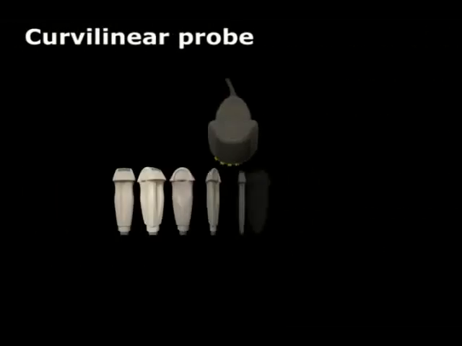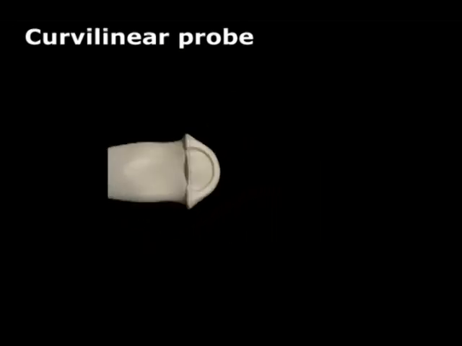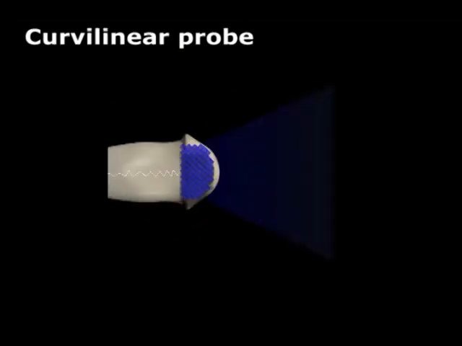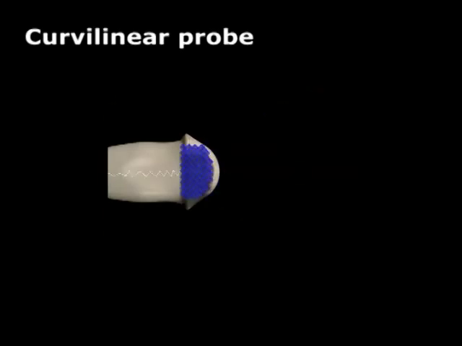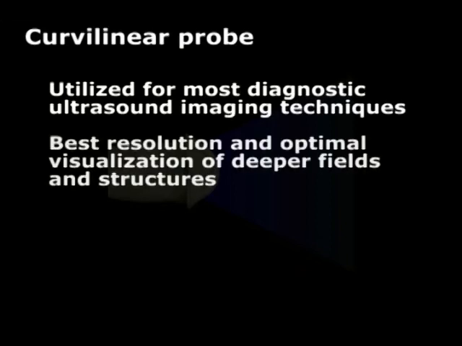The curvilinear probe is the probe with the curved top. These probes are low-frequency probes of usually less than 4 megahertz. Curvilinear probes transmit and receive sound waves in a splayed fashion. In general, this is the probe utilized for most diagnostic ultrasound imaging techniques, given its low frequency allows for best resolution and optimal visualization of deeper fields and structures within the body.